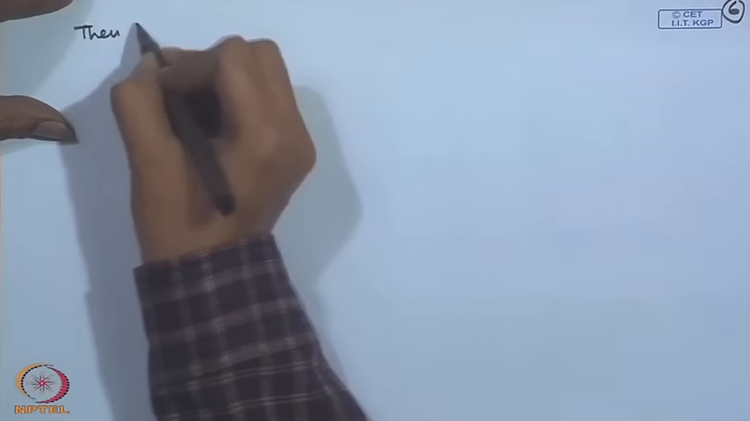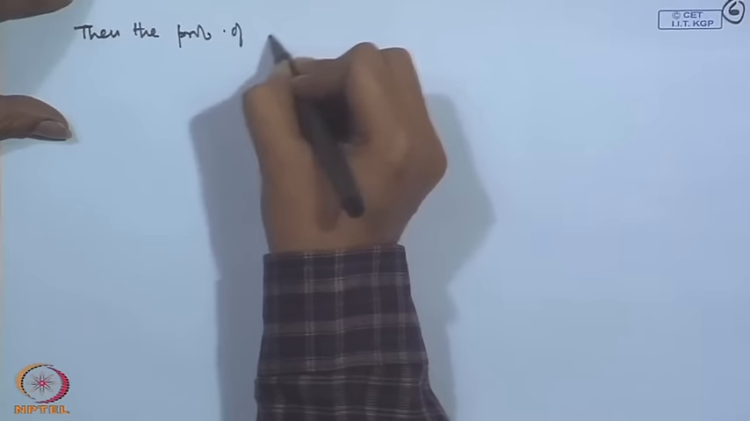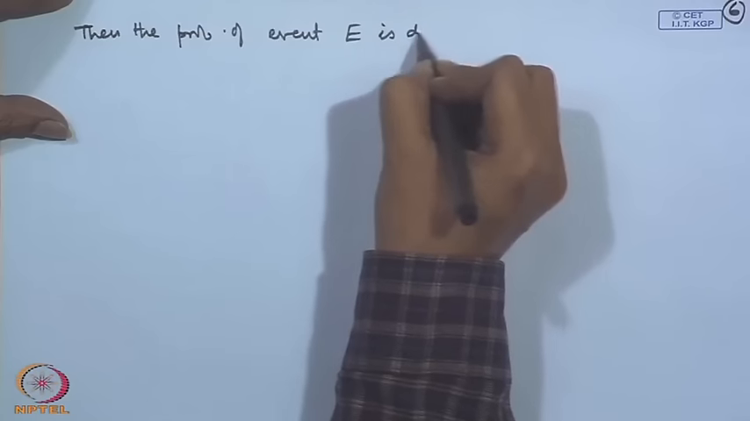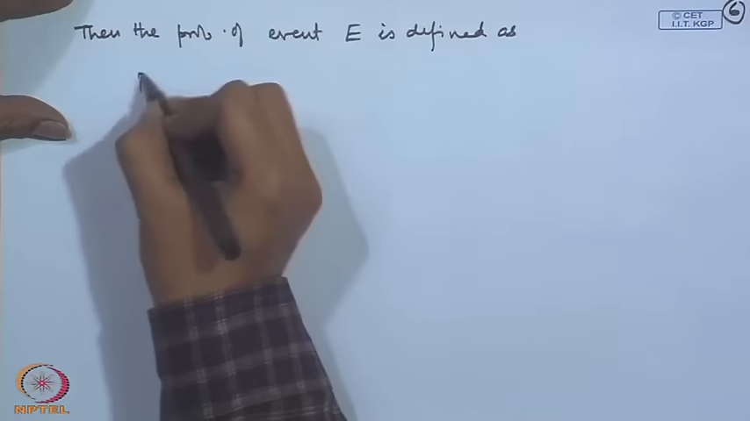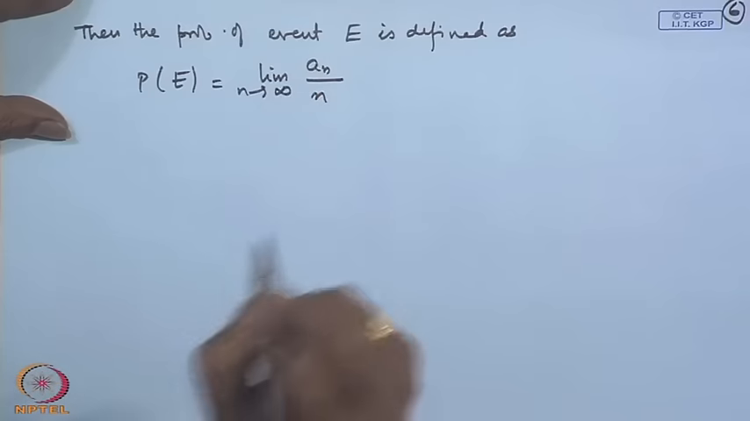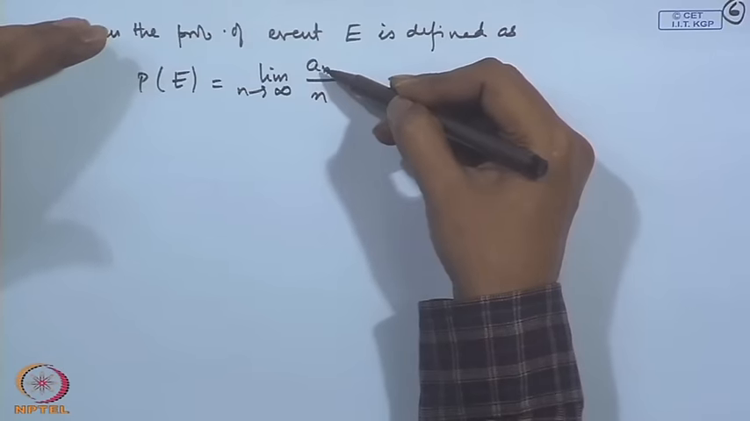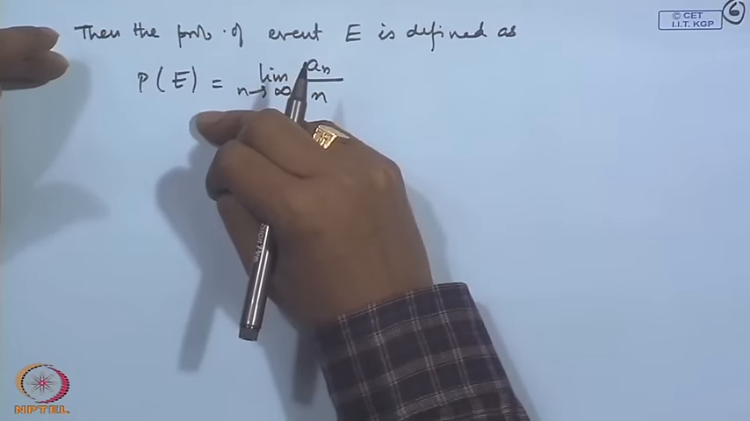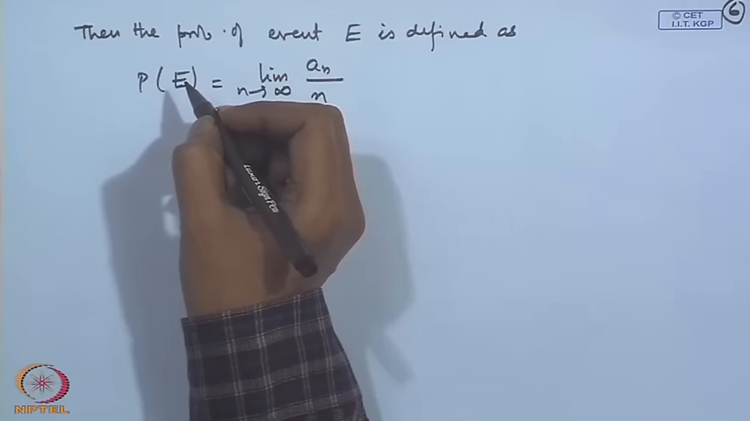Then we define the probability of event E as the limit of A n by n as n tends to infinity. It means that if this ratio of the number of happenings which are favorable to the event E to the total number of occurrences of the random experiment has a limit, then this limit is assigned as the probability of the event E. Let me just give an example to show how you can actually use this in reality.